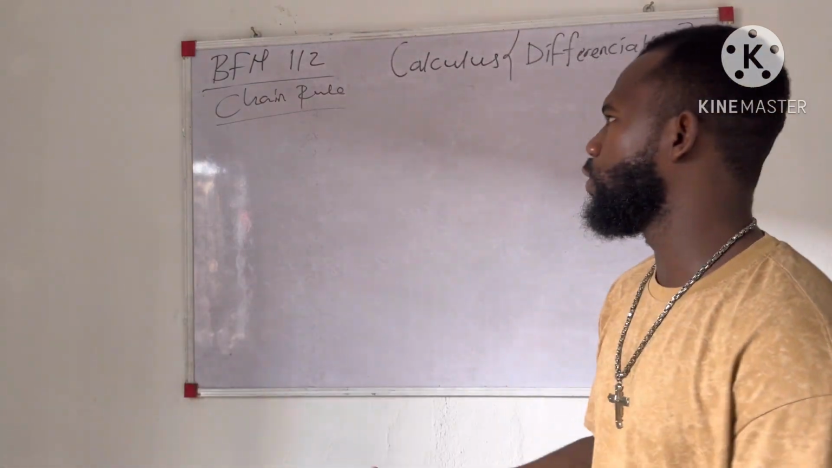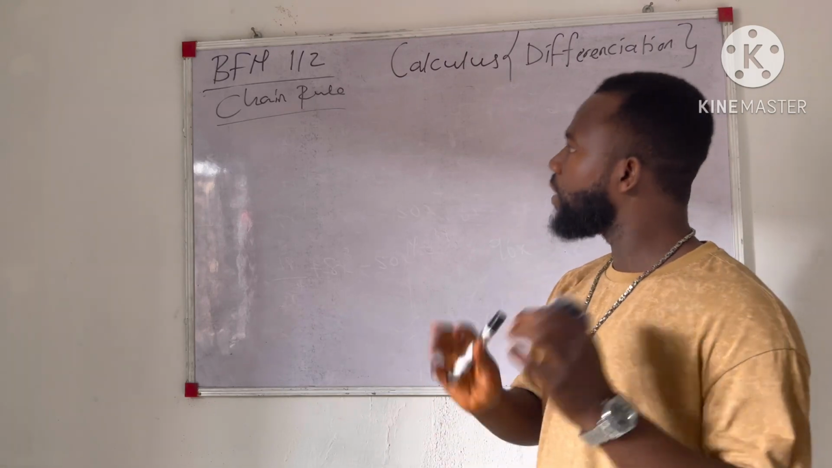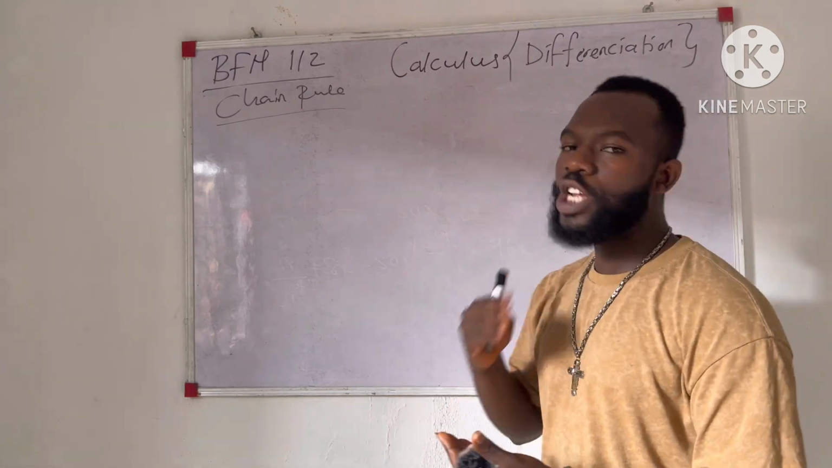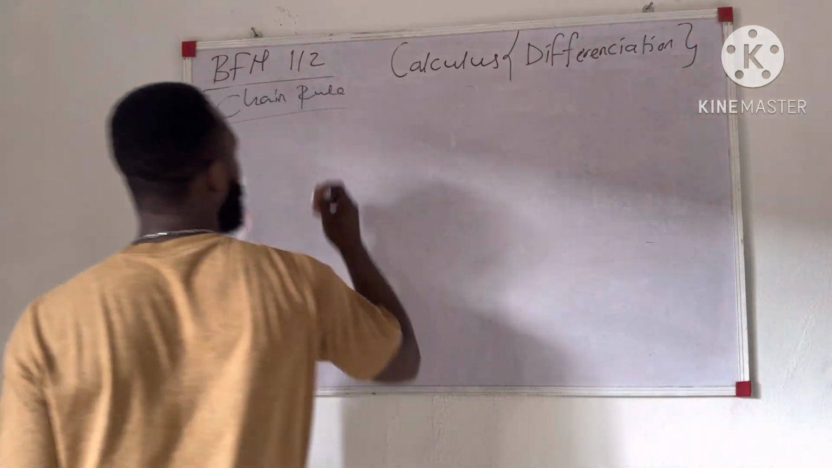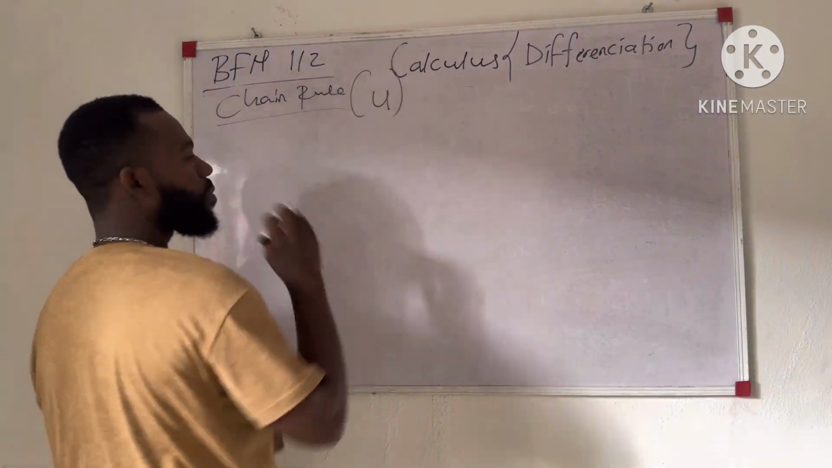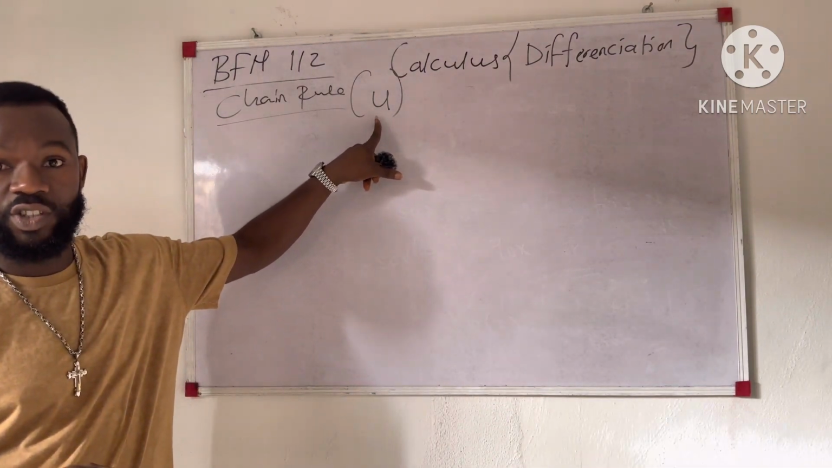How do you solve differentiation problems involving chain rule? First of all, how would you even know that the question needs chain rule to be solved? Now, this is what you see. Every chain rule question has one function, and the name of the function is u. Alright, every chain rule has one function, and the name of that function is u.